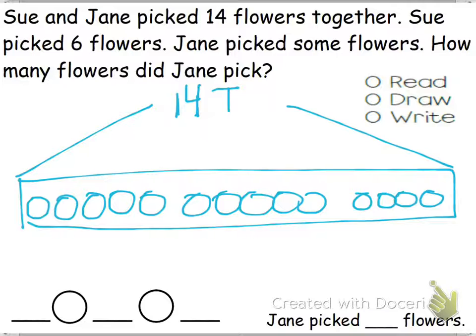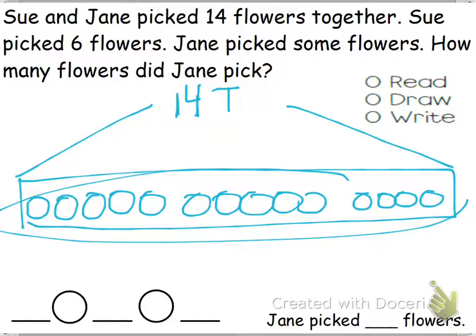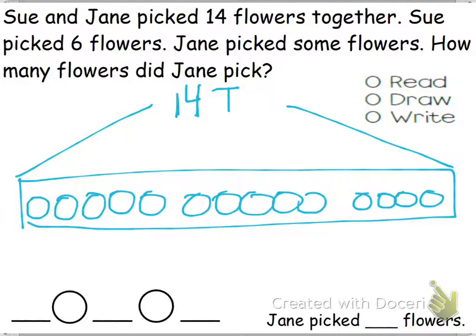So now, we had Sue picked 6 flowers. So of these 14 right here, Sue picked 6 of those. So we're not adding these 6. This is our whole. We cannot get any bigger than this whole. Okay? So we're going to just count the 6, and we're going to put a line. So this is the 6 that Sue picked. Now, looking at this is how many that Jane picked. Do we know how many Jane picked? Does it tell us? Nope, that's why we have a missing part.